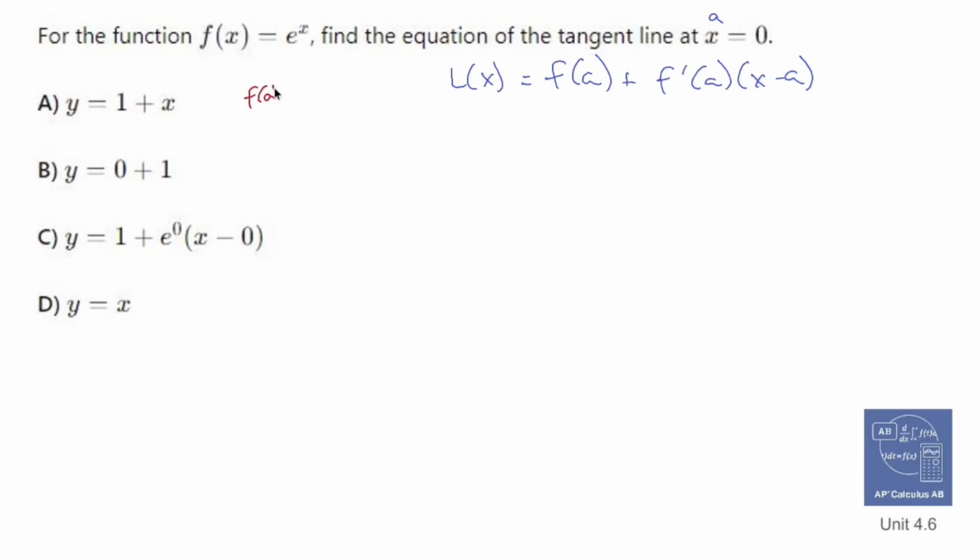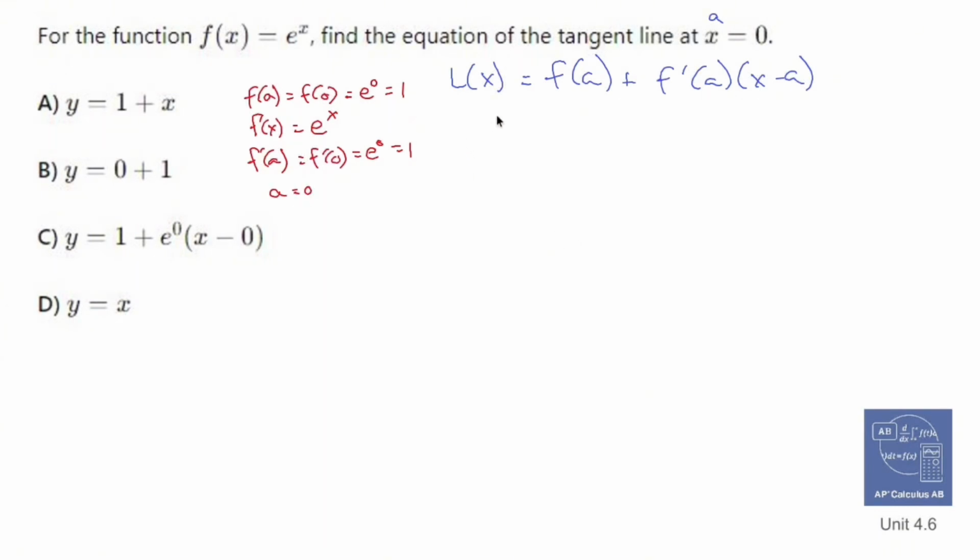F of a means f of 0. F of 0 is e to the 0, which is 1. F prime of x is going to get me my f prime of a. The derivative of e to the x is e to the x. So f prime of a is f prime of 0, which is e to the 0, which is 1 again. And since I'm calling a equals 0, I now have enough information that I can do this problem.